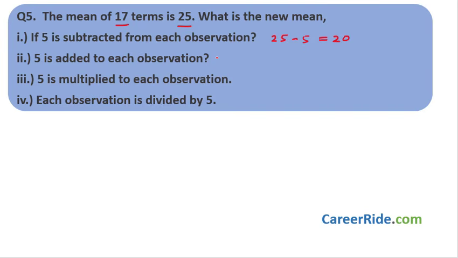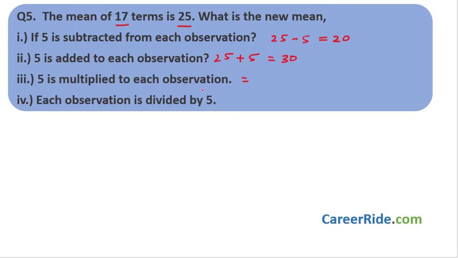20. In the second case, what happens? 5 is added to each observation. 25 was the original mean. 5 is added to each of the terms, so I add 5 to the original mean. My answer would come out to be 30, right?